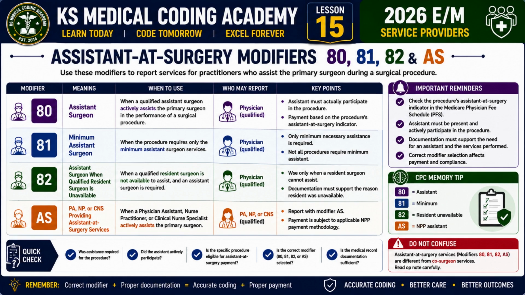Ask these questions. Was an assistant actually required? Did the assistant actively participate? Who provided the assistance? Does the specific procedure allow assistant at surgery payment? Is the documentation sufficient? Also, don't confuse assistant at surgery services with co-surgeon services. These are different surgical concepts and use different coding rules. Final reminder. Correct modifier plus proper documentation equals accurate coding and appropriate payment. Always verify the applicable CPT, Medicare, and payer-specific requirements before reporting an assistant at surgery modifier.